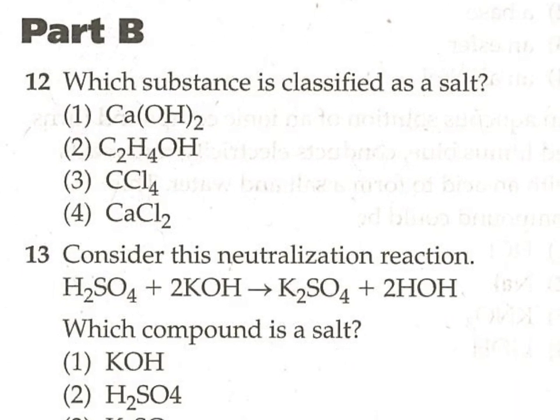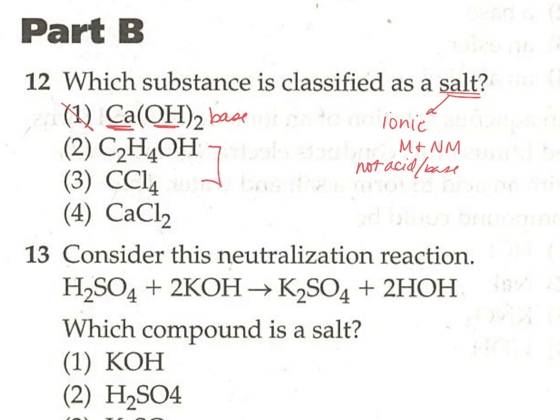Which substance is classified as a salt? So a salt has to be ionic, which means it has to have a metal and a nonmetal. So it cannot be an acid or a base. Choice 1 is out because choice 1 is a base. You have a metal with an OH at the end, that's a base. Choices 2 and 3 are out because those are covalent. They only have nonmetals in them. So that leaves us with choice 4 because calcium is a metal, chlorine is a nonmetal.